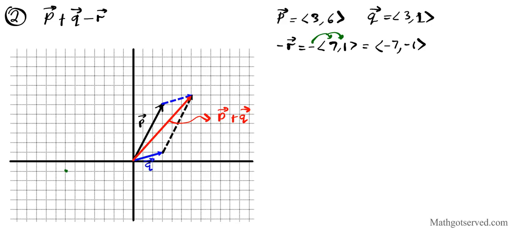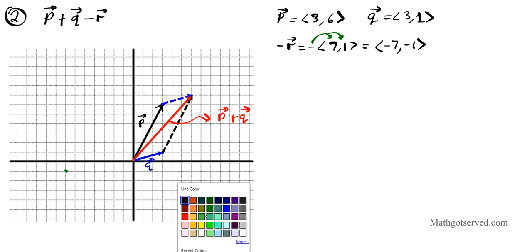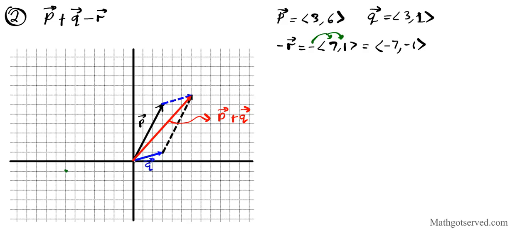Let's go ahead and graph it. Vector r, let's make it green. All right, so vector r goes from the origin and points all the way there. All right, so there goes vector r. Let's label it so we don't get confused. There's a tip, and then this right here is vector r. I'm sorry, negative r. Okay, now we have negative r and P plus Q.